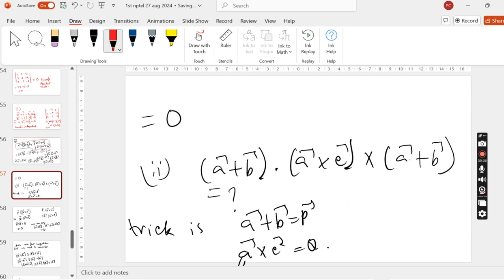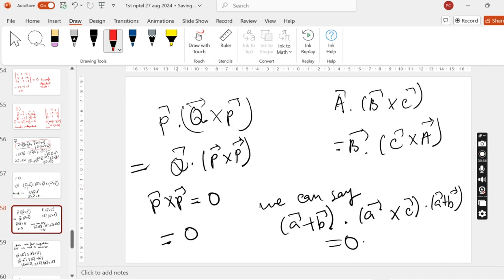Again, another kind of question is, if (A plus B) dot (A cross C) cross product (A plus B), what will be the answer? Here we assume that A plus B is P, and A cross C is Q. So this identity becomes P dot Q cross P.